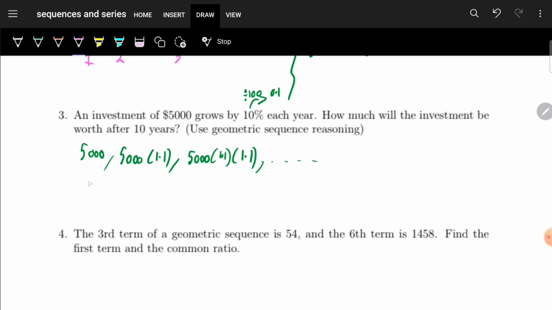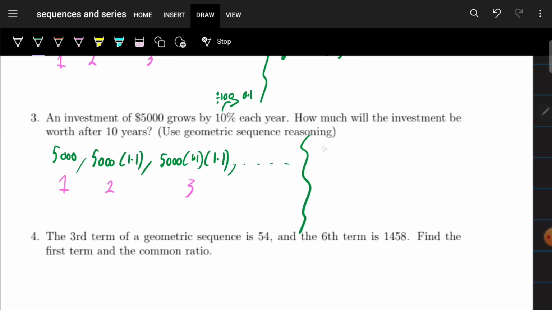And same logic as before. This is the first year. This is the first term. This is the second term, and this is the third term. The second term is the amount of money we would have after 1 year. And the third term is the amount of money we would have after 2 years. So if we want the amount of money after 10 years, we'll have to find the 11th term, right?